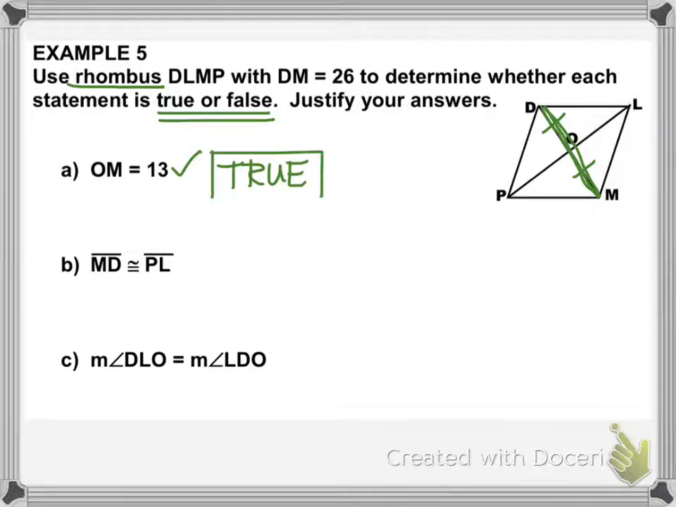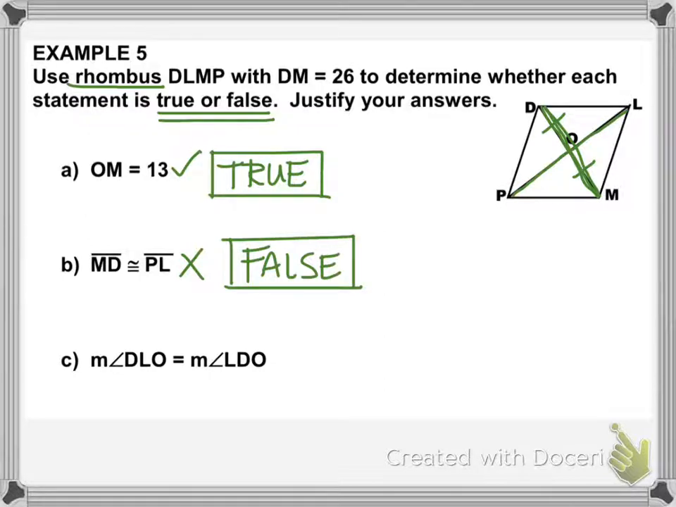All right. B, MD, which is that diagonal, is equal to PL, which is the other diagonal. Not true at all. Diagonals do not equal each other in a rhombus or a parallelogram. So this is false. In a rectangle, yes, the diagonals are equal, but not in a rhombus or a parallelogram.